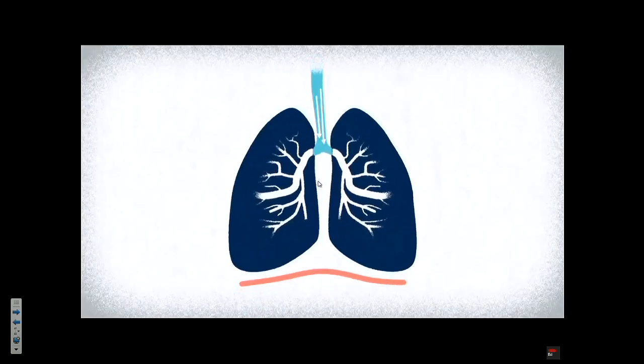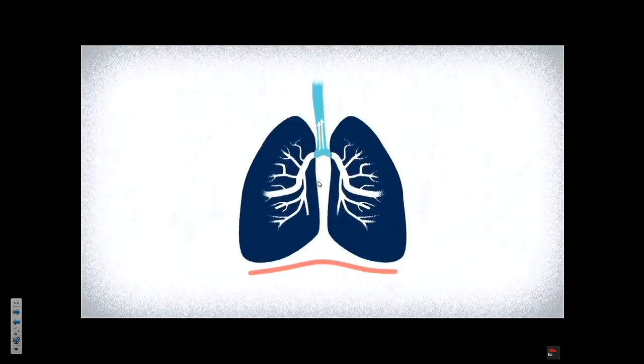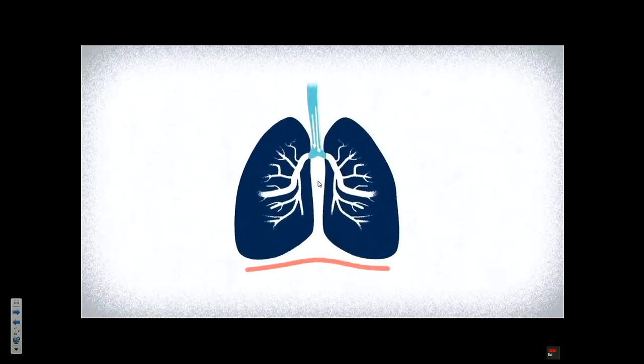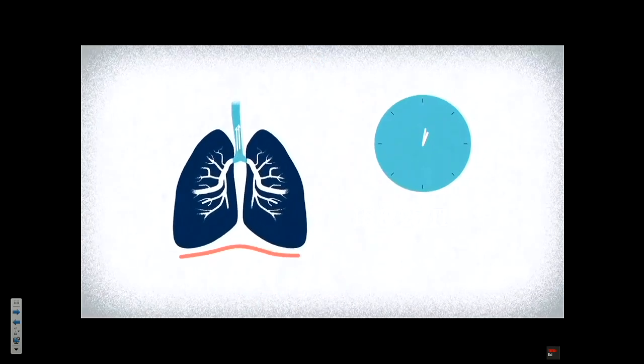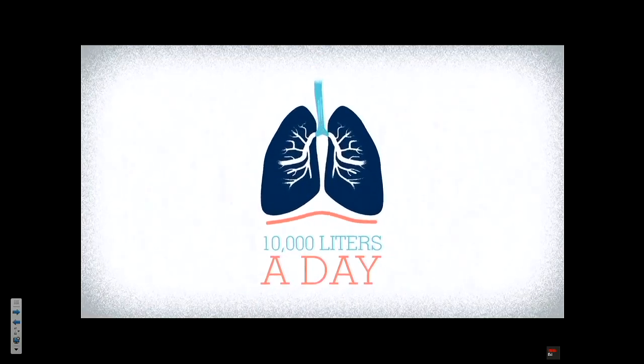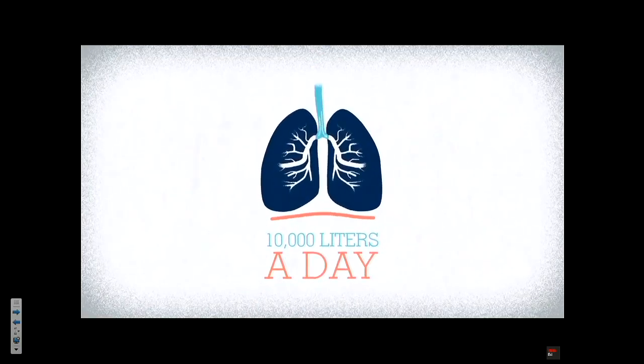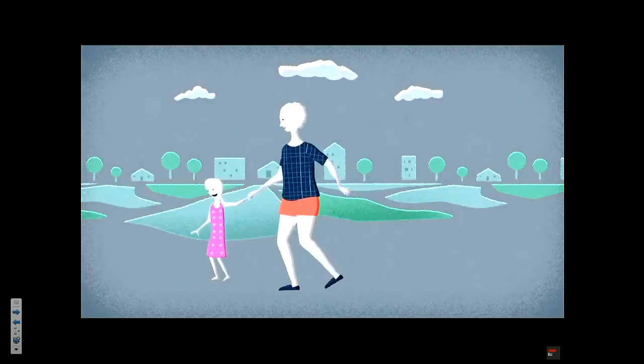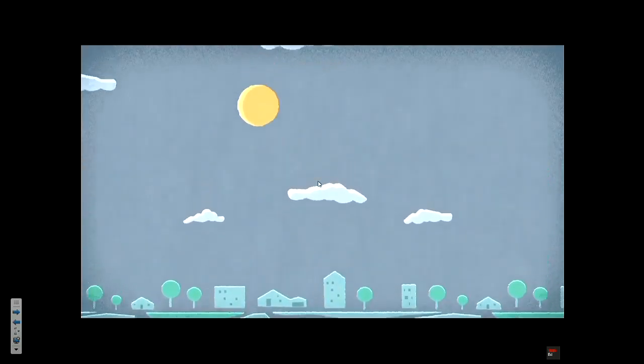So that's how these spongy organs keep our bodies efficiently supplied with air. Lungs inhale and exhale between 15 and 25 times a minute, which amounts to an incredible 10,000 liters of air each day. That's a lot of work, but don't sweat it. Your lungs and your autonomic nervous system have got it covered.